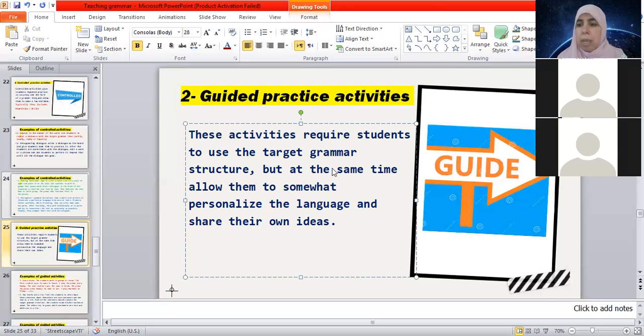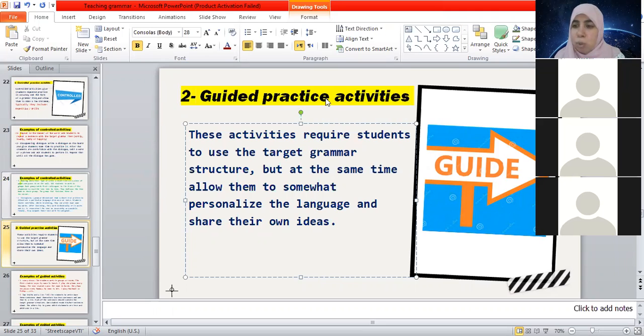Now they master the form, they don't have a problem with the form, they can use a grammar structure. And I can give them a chance, maybe a little bit, to personalize the language, but not to a great extent, because this will happen in the free practice activities. In guided practice activity, I can do this with students who don't have a problem with the form.